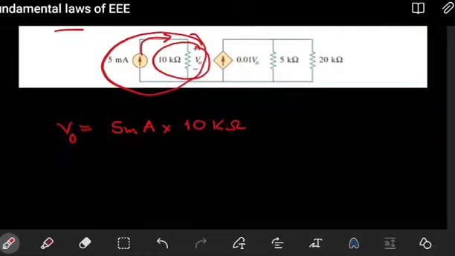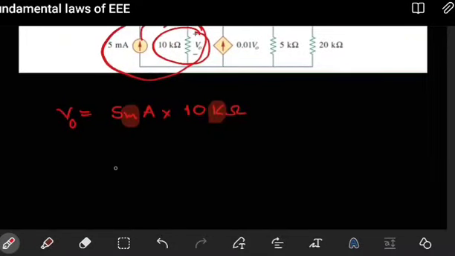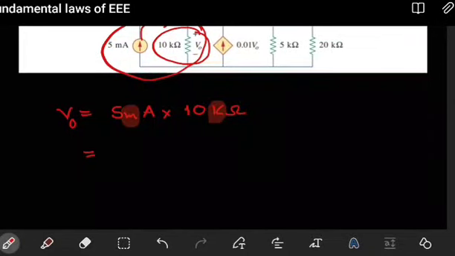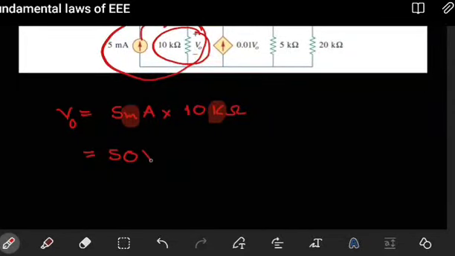Notice that I haven't tried to convert the units, because the milli and the kilo basically cancel each other. You can still convert to just amps and ohms, but it's going to reduce to just 50 volts. So V0 comes out as 50 volts.